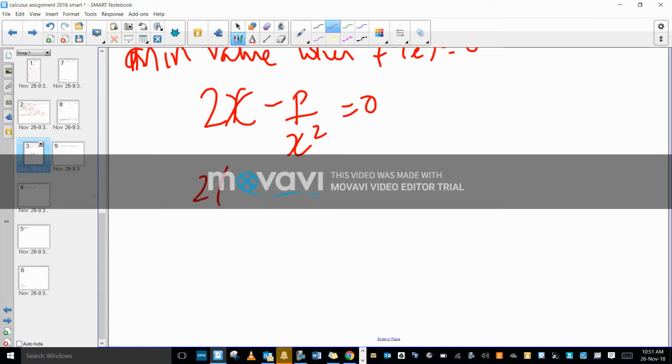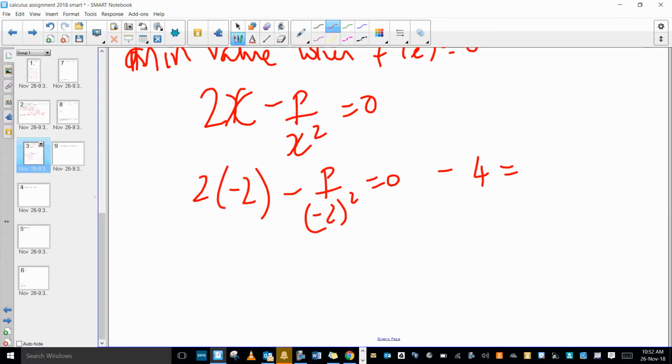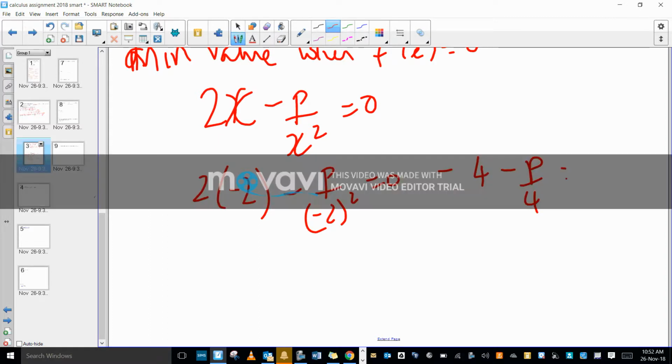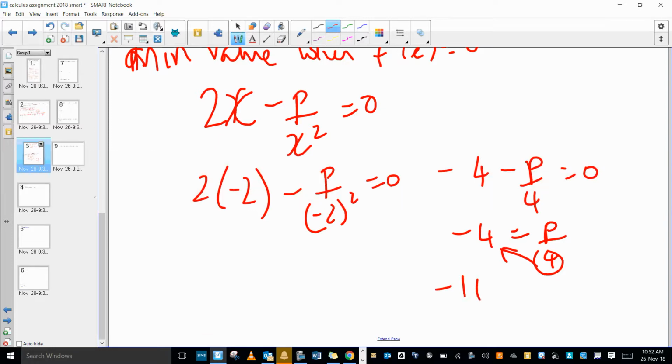Two lots of -2 minus p over (-2) squared. So it's -4 equals minus p over 4. So -4 equals p over 4. Just adding p over 4 to both sides and then multiplying by 4. So you get -16 equals p. So p is -16.